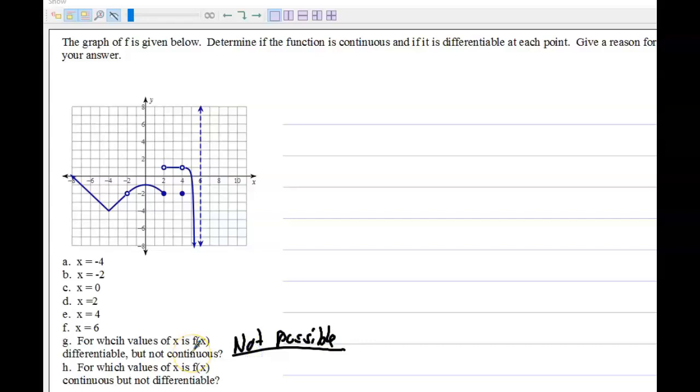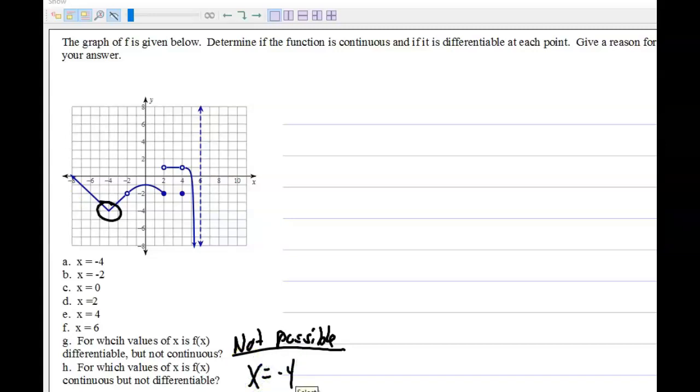I don't even need to look at the graph to answer that. It's not possible for a function to be differentiable if it's not continuous. So that's kind of like a trick question, if you will, but make sure you're aware of it. H, for which values of x is f of x continuous but not differentiable? Now that's possible. It's possible for a function to be continuous but not differentiable. The only ones up here are right here. Continuous means there's no holes, gaps, or jumps. So the answer to H is x equals 4, negative 4.